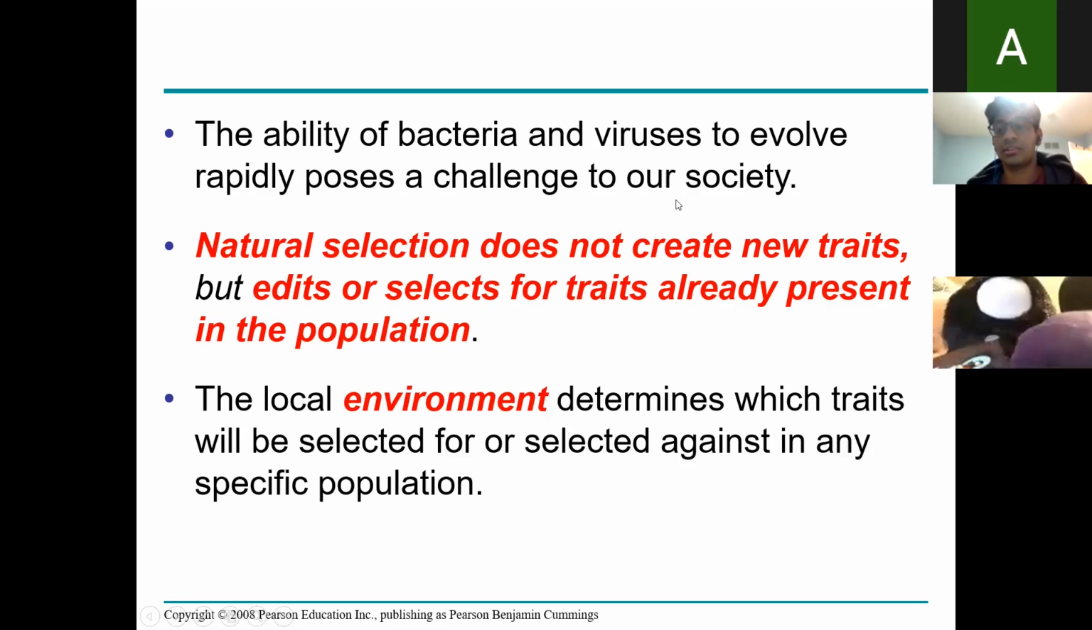You start with maybe very few bacteria that have this mutation, and then once you use this antibiotic, those are the ones that survive, those are the ones that reproduce, and then eventually that spreads to the whole population. Natural selection doesn't create new traits. It selects for traits already present in the population. And the local environment determines which traits are beneficial and what traits will be selected for.